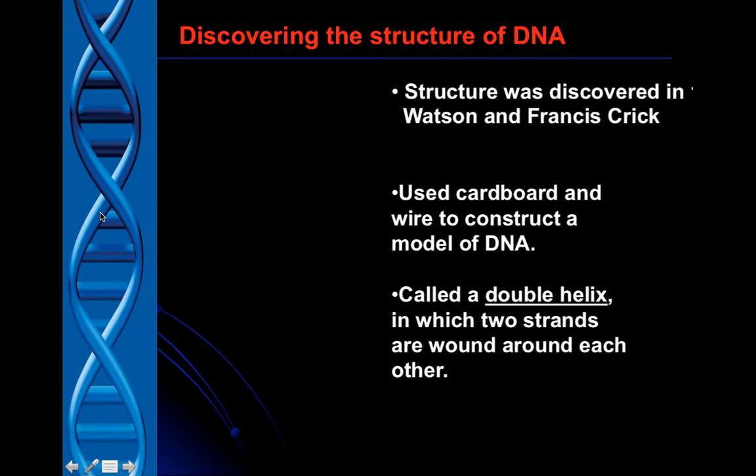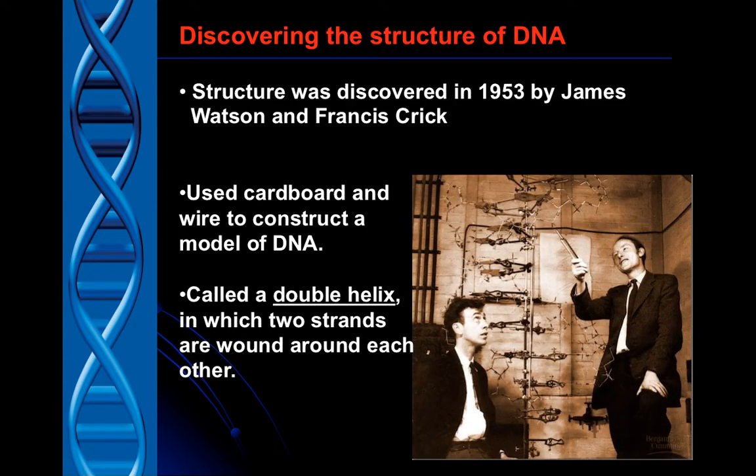Discovering the structure of DNA. The structure was discovered in 1953 by James Watson and Francis Crick. They used cardboard and wire to construct a model of DNA seen to the right. It's called a double helix, in which two strands are wound around each other. So if you look at the picture, you can see that there's strands on the side and they're kind of coiled or twisted. And then there's little, kind of like, steps or rungs of a ladder in the center, and those get twisted as well.